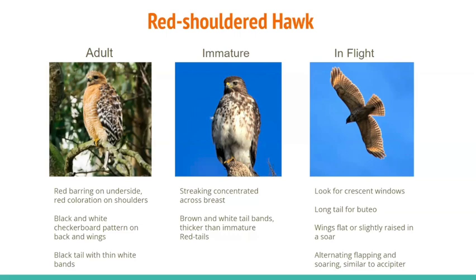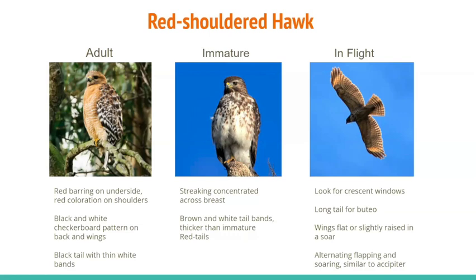So in flight, red-shouldereds actually have a really nice tell. Their primaries have this clear, crescent-shaped window that they show, especially when the sun is shining directly back through them. And you can see that from a pretty far distance. So if you see crescents on a wing, then again, your bets are pretty good that you're looking at a red-shouldered. They also have a very long tail for a buteo.